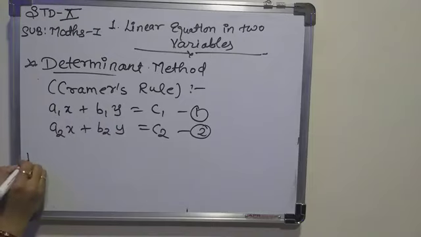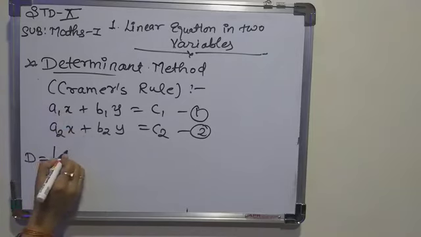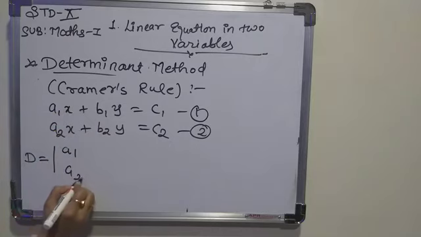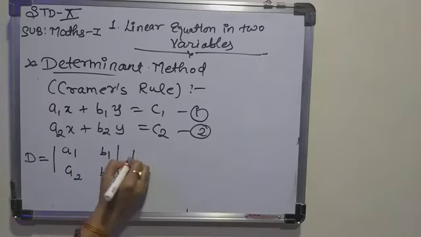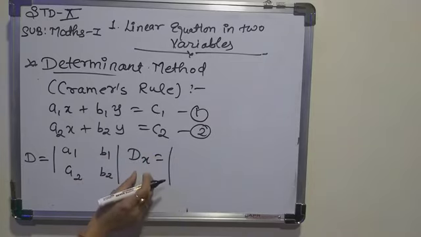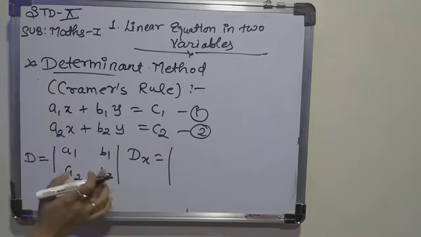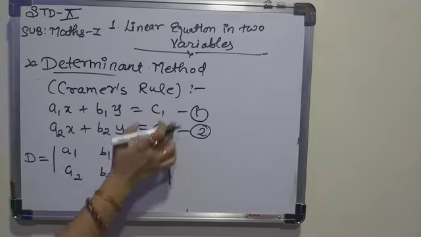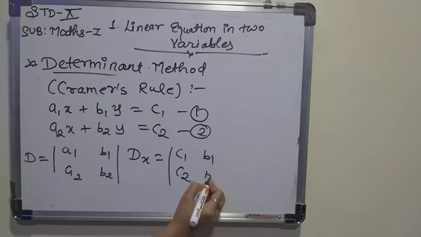And all of a1, b1, c1 and a2, b2, c2 are real numbers, right? So first we are going to find the determinant. For finding the determinant, you have to write the coefficients of the x and y variables: a1, a2, b1, b2, right? Then you have to find the Dx, right? Dx means you are going to write the determinant for the x variable. So for writing the determinant of the x variable, you have to remove the coefficient of the x variable, and in the place of a1, a2, you are going to write the constants c1 and c2, right? And here, as it is, b1 and b2.